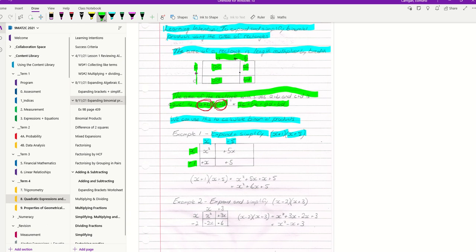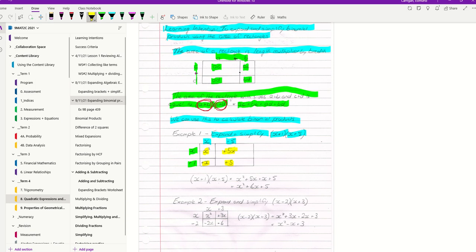So then if we do our multiplication again, we've got this square here. This is a square. x times x is x squared. And then this rectangle is x times plus 5, so it's plus 5x. This one here is x times plus 1, which is plus x. And this last one, plus 5 times plus 1 equals plus 5.